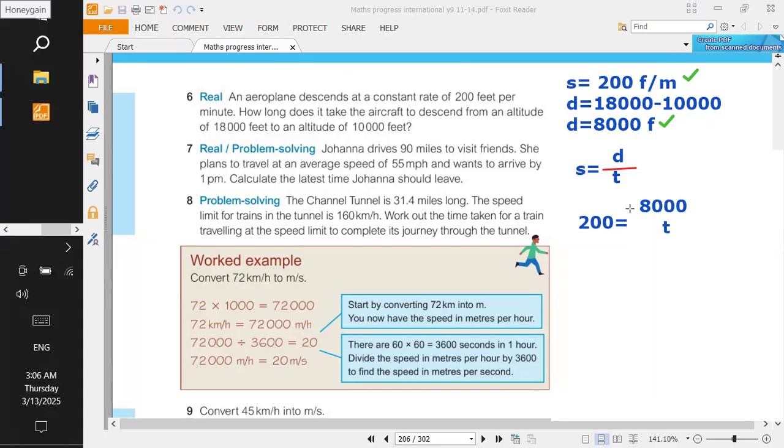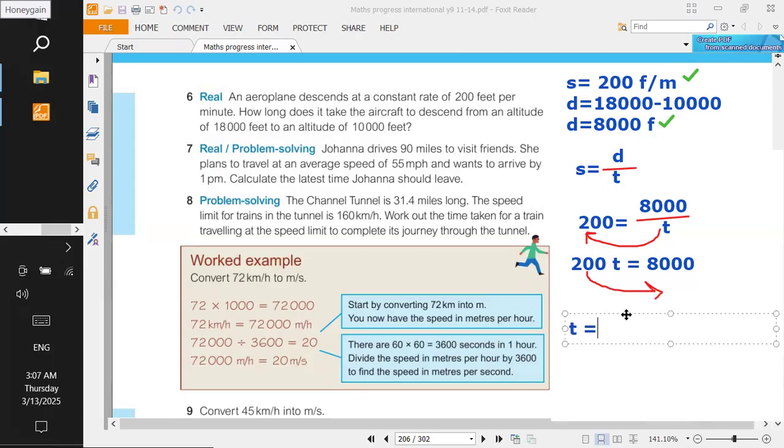Now I'm going to rearrange the formula so the t becomes the subject. First thing I do, I'm going to move the denominator to the side by multiplying. So I end up with 200t equals 8,000. Now, the next step, I need to make t the subject. So I'm going to take the 200, because it was multiplied, and move it by dividing. So here, t will equal 8,000 divided by 200.